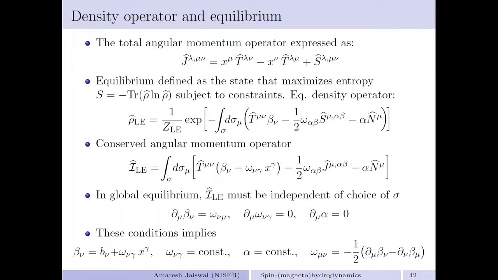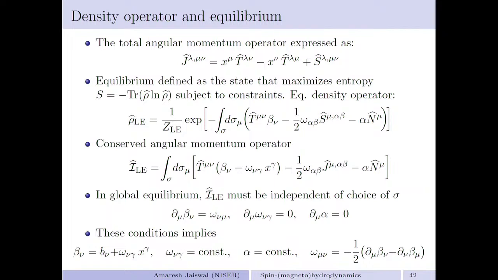Okay, so let me just discuss quickly why the orbital thermal vorticity is a global equilibrium solution. The angular momentum operator one can write in this way, which we already saw. Using this angular momentum expression, as well as what we have for energy momentum and particle current, we can calculate the local equilibrium density operator by minimizing the entropy. And that local equilibrium density operator has this form.